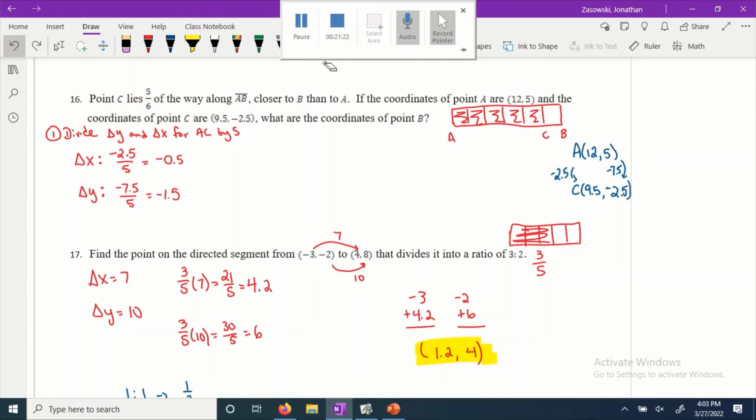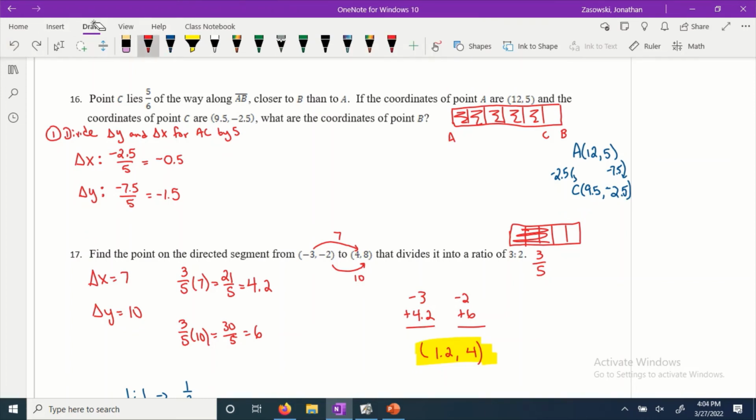So negative 2.5 over 5 is negative 0.5, and then negative 7.5 divided by 5 is 1.5. Okay, so all we have to do now is figure out how to get from A, this point here, all the way down to C. We take the coordinates of A, where the change in x is negative 0.5. So we take the first coordinate of A, which is 12, and add on to it 6 times negative 0.5. That'll give us all the way from A to C. Remember, 5 movements was negative 2.5. So that's how we're essentially going to figure this out.